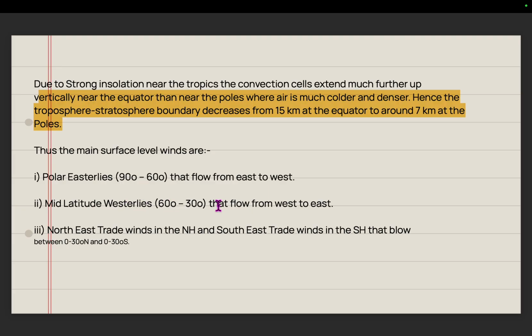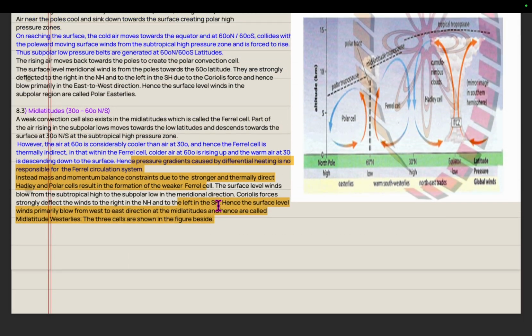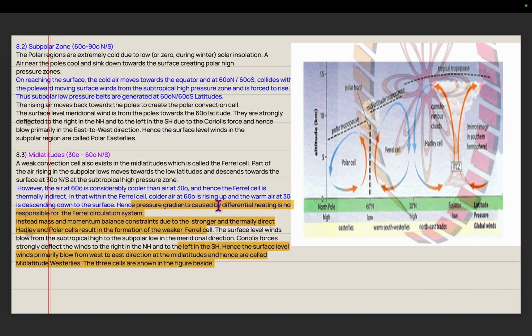Excuse me, ma'am. Yes. Can you explain why it is 15 kilometers at the equator and less at the poles? Why is there a difference in height? This I cannot explain, I guess. Okay. There is some weakness given for this weaker Ferrel cell. The height is about 15 kilometers at the equator, and then it decreases gradually.